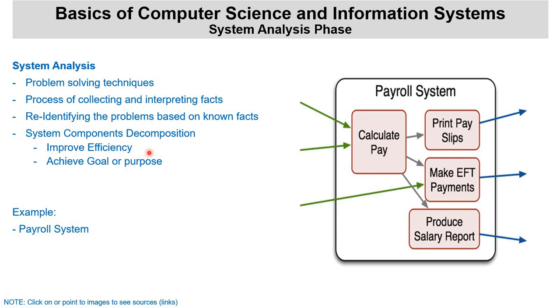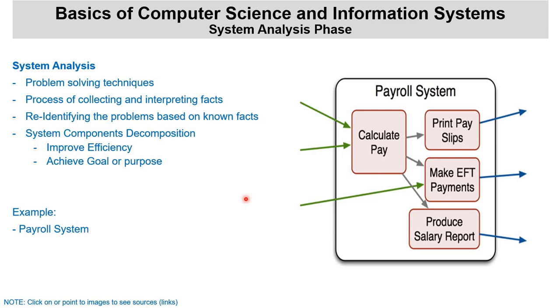And based on that, you can start looking at how to split the system you want to build into several components. By doing that, you can show that you can improve efficiency or achieve the goal or purpose. An example is the payroll system that you see here, where you see the different components like calculate pay, print pay slips, and produce a salary report as output. And these are ways to consider the components, and analyze your system in a way to see how to proceed further.